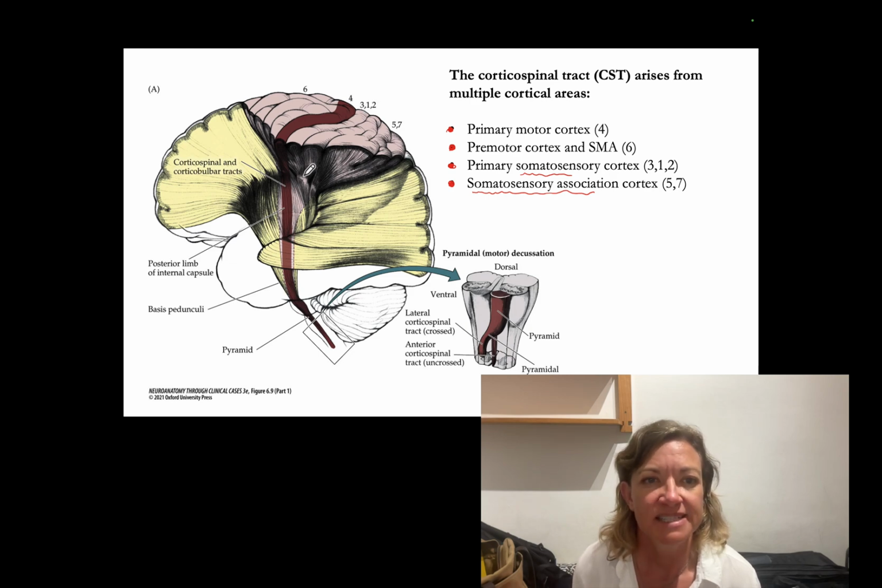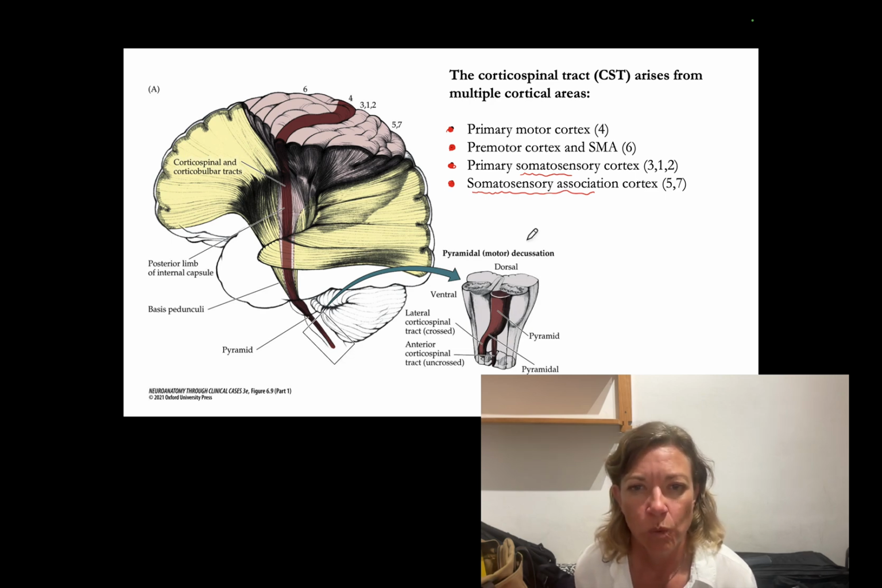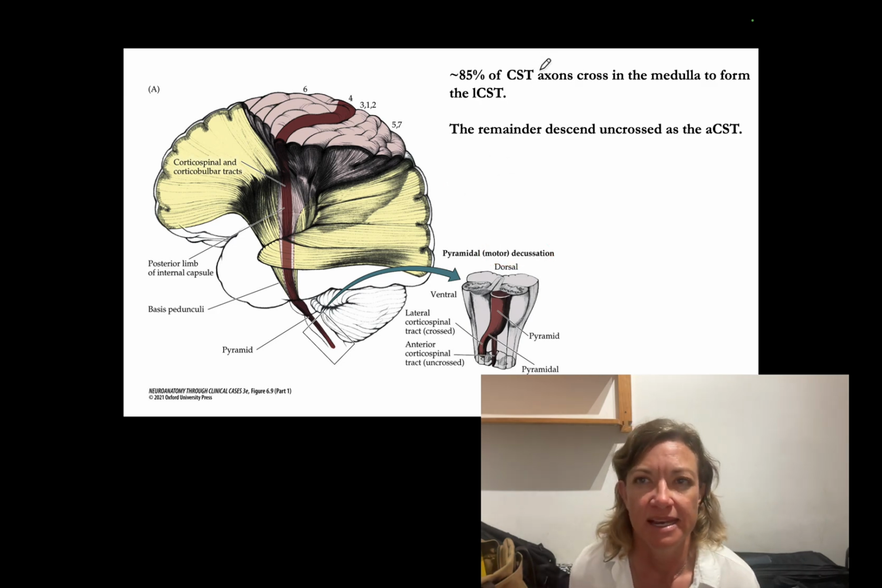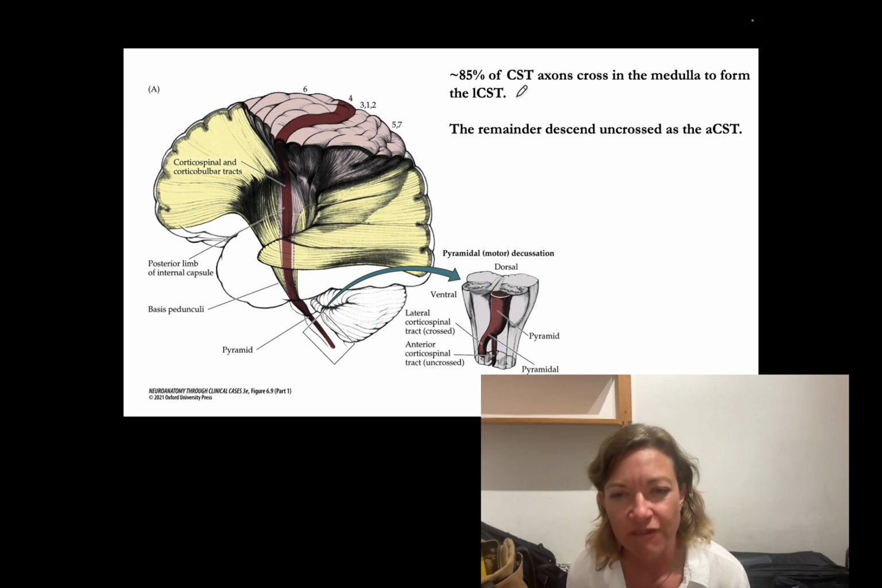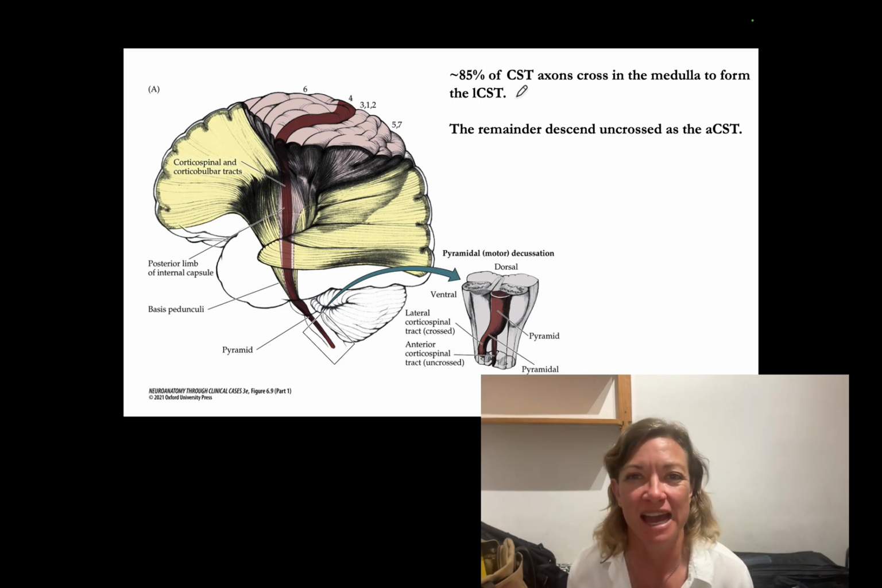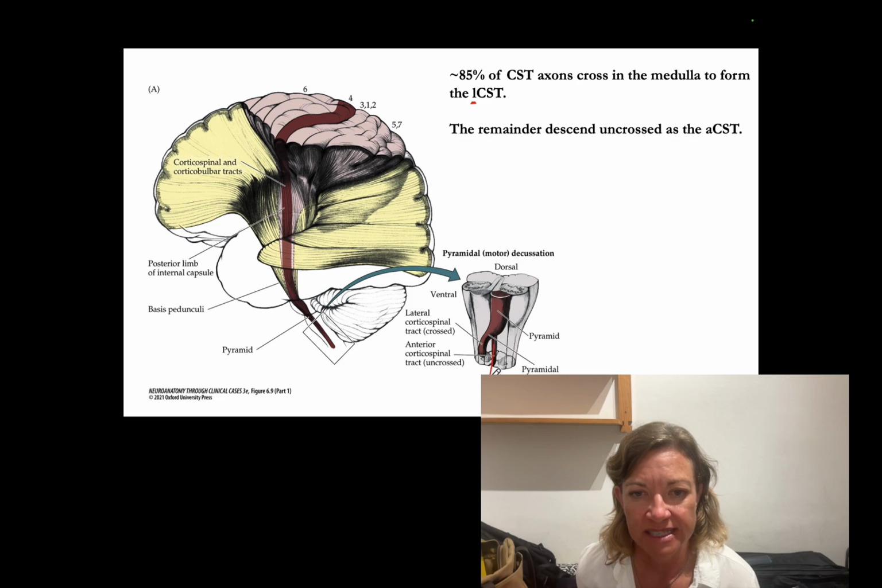These axons coalesce and condense into the internal capsule and descend toward the pyramidal motor decussation. Now, at the motor decussation, the medulla, about 85%, I often read 90%, of the axons cross to form the lateral, that's an L, lateral corticospinal tract. The remainder descend uncrossed as the anterior corticospinal tract. And so the lateral corticospinal tract is, of course, the main lateral motor system. The anterior CST, the relatively small anterior CST, is a portion of the medial motor systems in the spinal cord.